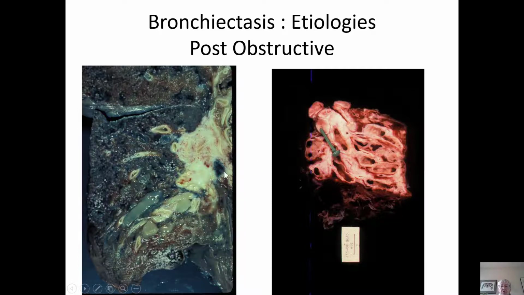Here's an illustration of post-obstructive bronchiectasis. In this case, there's a proximal tumor and distal bronchiectasis. You can note the marked degree of mucus plugging here. And this is a case where there was an inhalation of a plastic foreign body and subsequent quite marked bronchiectasis as a result of this.